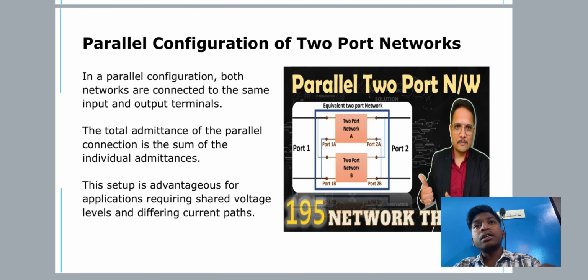Coming to parallel connection of two port networks. In a parallel configuration, both networks are connected to the same input and output terminals. The total admittance of the parallel connection is the sum of the individual admittances. This setup is advantageous for applications requiring shared voltage levels and differing current paths.